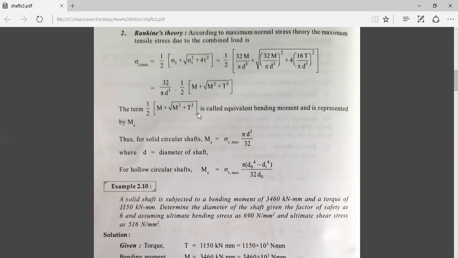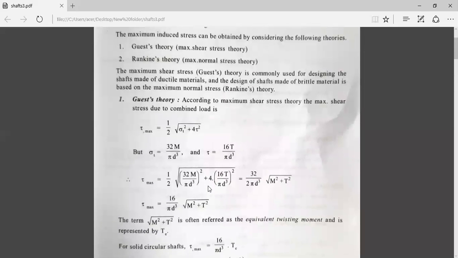Here the term M plus square root of M square plus T square is called the equivalent bending moment and is represented by Me. So now for solid circular shafts, Me is equal to sigma t max pi d cube by 32, right? This is Z. Understood? So sigma t max is equal to... for hollow circular shafts, Me is equal to sigma t max pi into d naught power 4 minus di power 4 by 32 d naught. So these two theories are used to calculate the induced stress while the shaft is subjected to bending and torsion, right? If the shaft is subjected to bending and torsion, we have to calculate the induced stresses based on two theories: Guest's theory, that is the maximum shear stress theory, and Rankine's theory, the maximum normal stress theory.